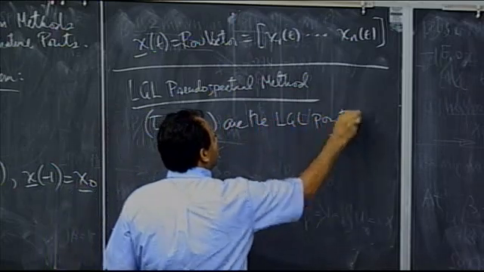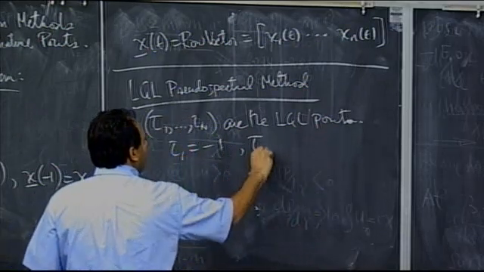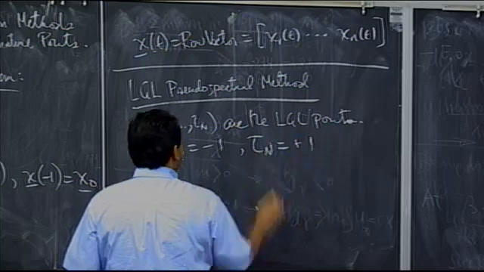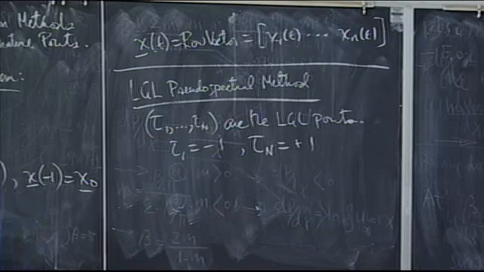Okay? And tau 1 is equal to -1, and tau n is equal to +1. Okay, so now I got these points. Now, I'm going to do this with Lagrange polynomials. I'm going to interpolate the state using Lagrange polynomials.